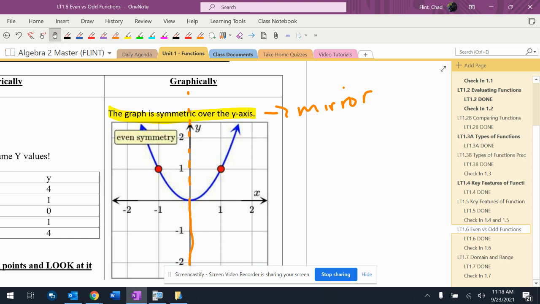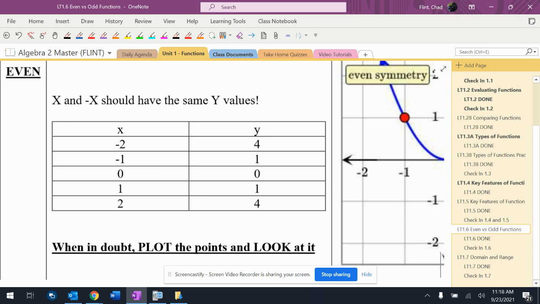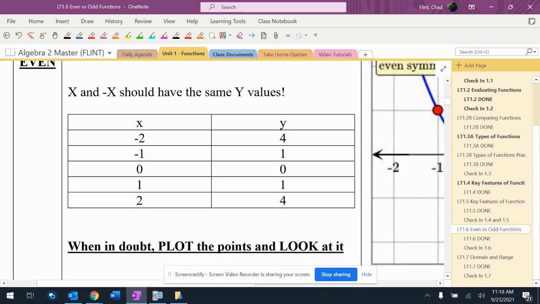You can always plot points if it gives you points and you don't have a graph. You could always draw a graph, or if it gives you an equation, graph it in your calculator and take a look at it. If you do have points, there is a way to look at it and tell.